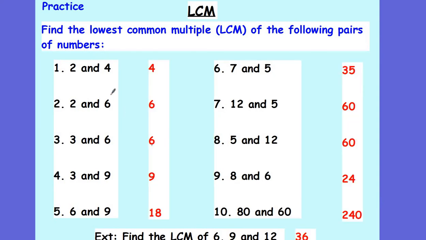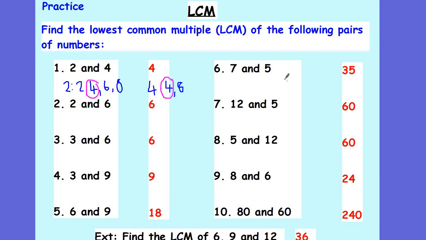Okay, the answers I was looking for. The lowest common multiple of 2 and 4. If I've got 2, it goes 2, 4, 6, 8. 4, I've got 4, 8, etc, etc. So my lowest common multiple for that one is going to be 4, the first number that appears in both of those times tables. For 2 and 6, it should have been 6. For 3 and 6, it's also 6. For 3 and 9, it's 9. For 6 and 9, it's 18.